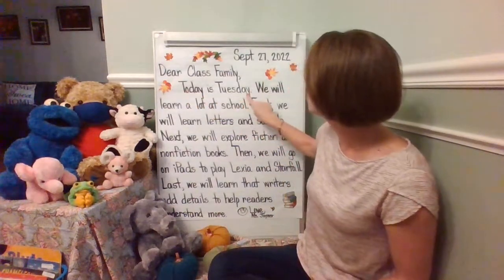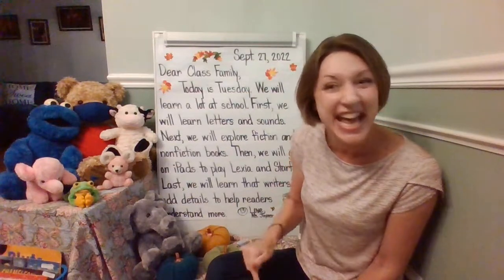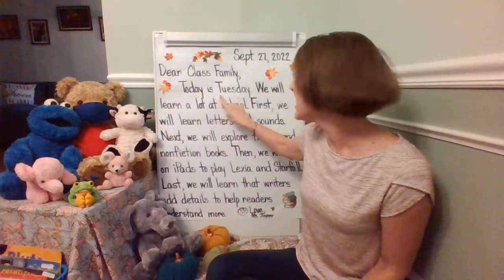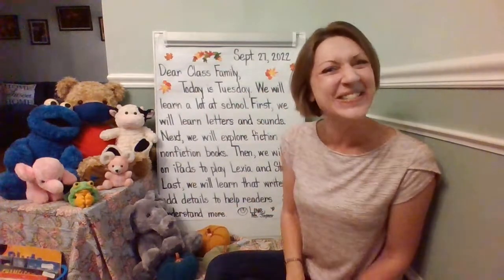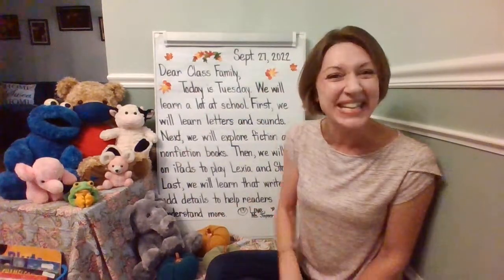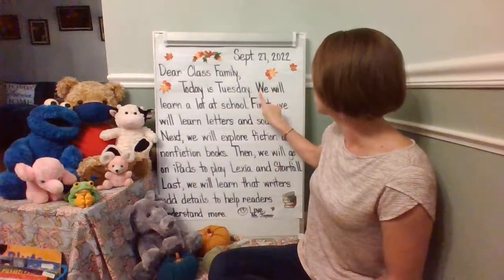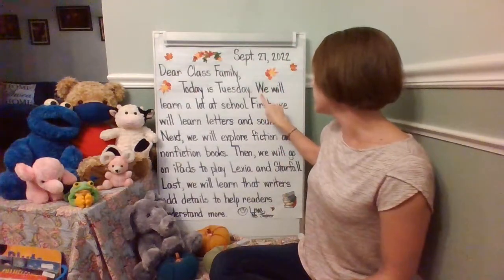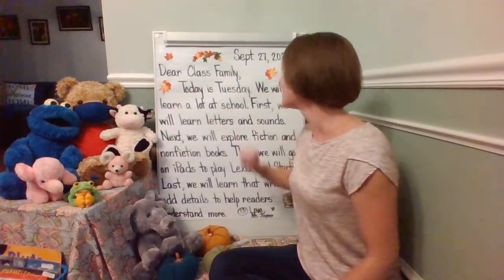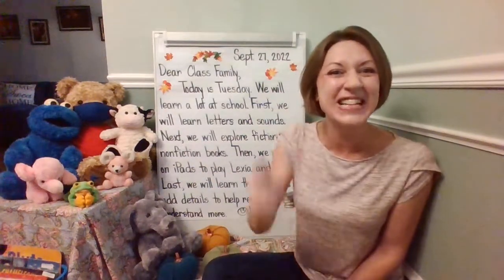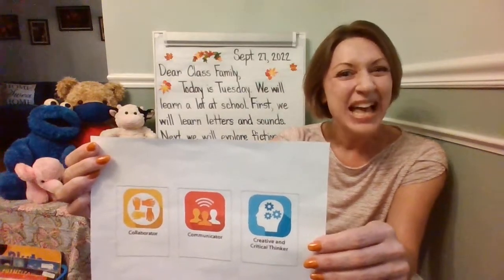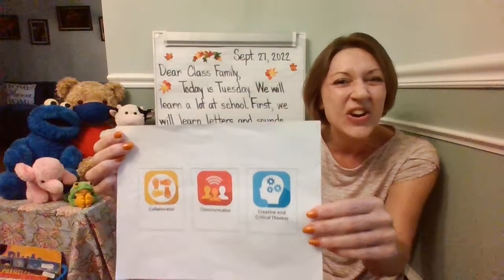Let's reread this first sentence to see what day of the week we're on today. Ready? Today is Tuesday. It is Tuesday. Did you remember that? If you did, go ahead and pat yourself on the back. And let's reread the second sentence, starting with a capital W, like W and W. We will learn a lot at school. Oh, that's true, class family. You know we learn a lot at school every day to pump our brains with knowledge, and we're working on being a great collaborator, communicator, and creative and critical thinker. Let's see how we're going to do this today in kindergarten.